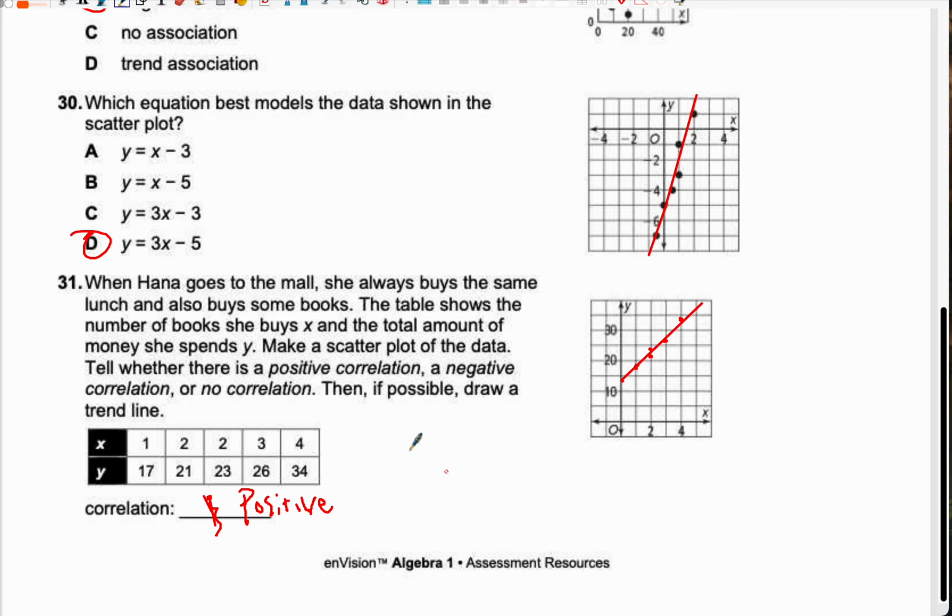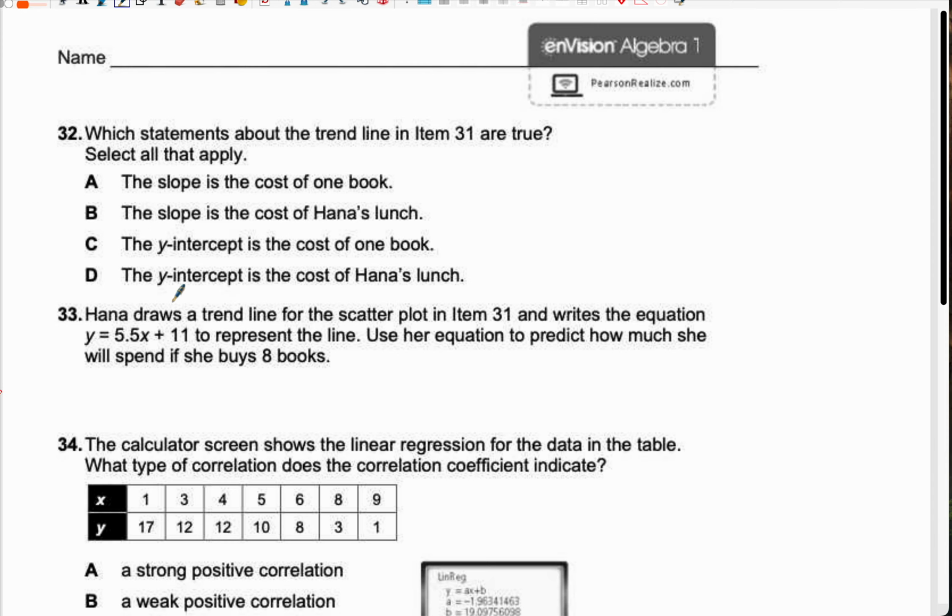All right, next page. Number 32. Which statements about the trend line in item 31 are true? I hate it when they split a page like this because you got to kind of look back. I can see my notes and look back at number 31, but you'll have to flip back and forth a little bit.